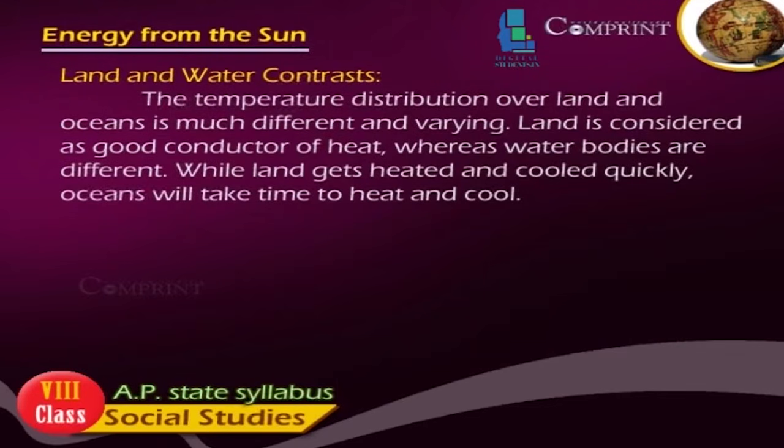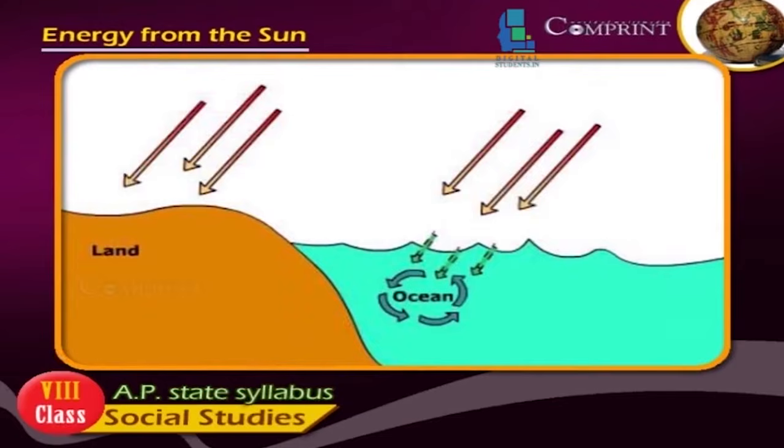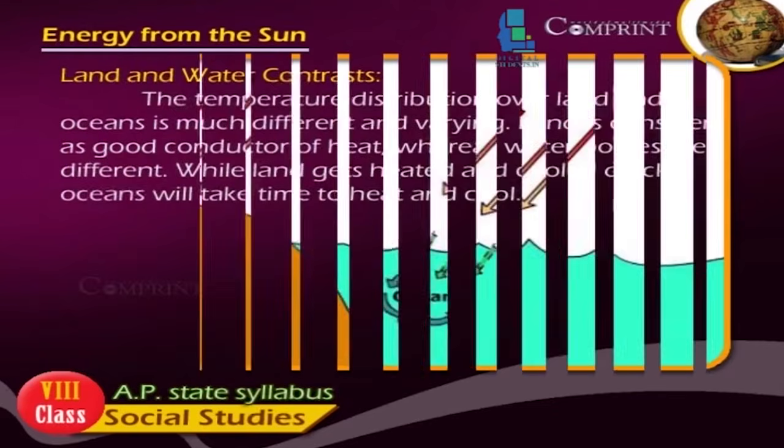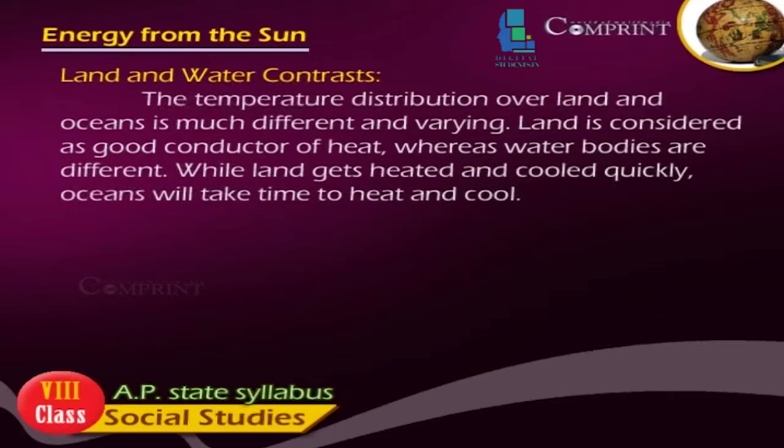Land and water contrasts. The temperature distribution over land and ocean is much different and varying. Land is considered a good conductor of heat, whereas water bodies are different. While land gets heated and cooled quickly, oceans take time to heat and cool.